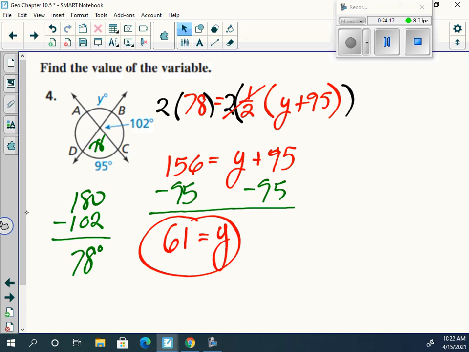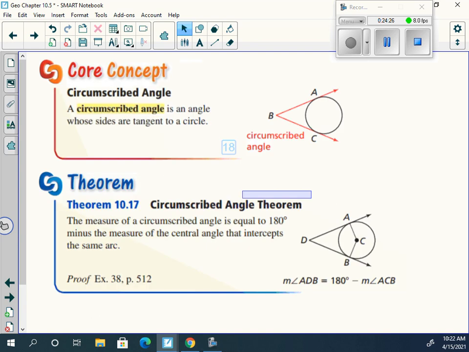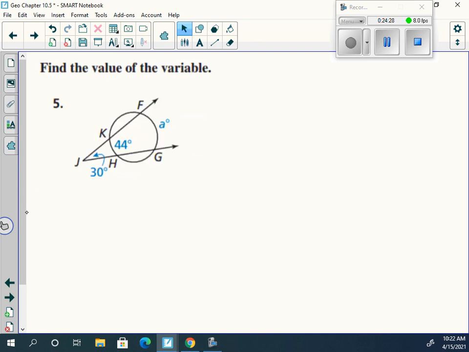Any other questions on any of these here? All right, let's look at one. Let's look at this one here, and then we'll look at the last type that we're going to look at today.